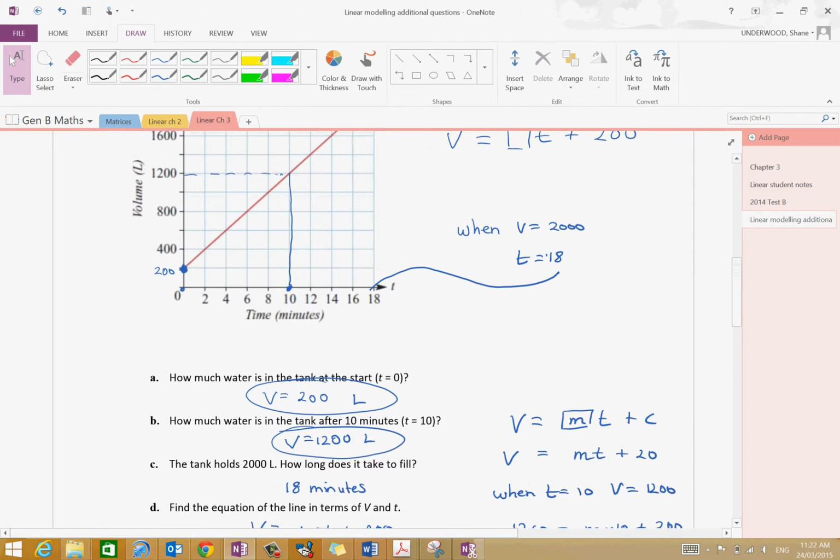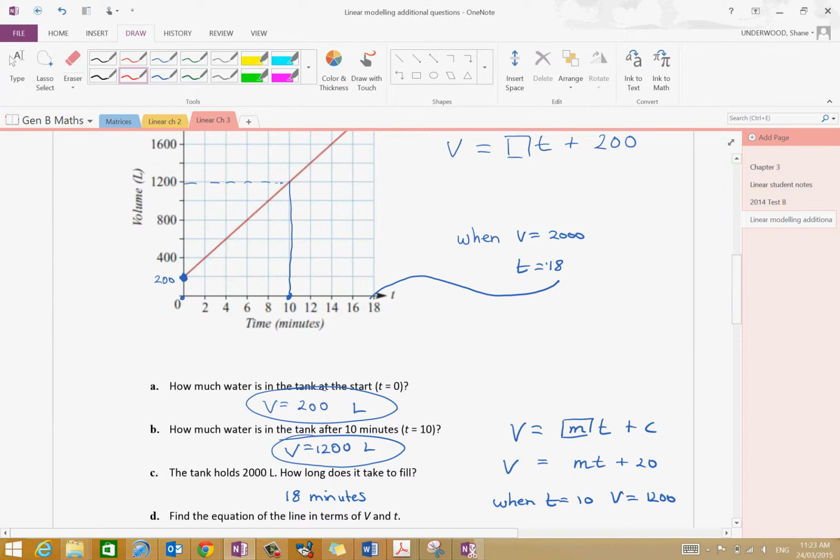We can look at a point on this graph. Let's just say from 4 to 8. From 4 to 8, what's the rise? It rises from 500 to 900. So we can say 900 minus 500. And the run is 8 minus 4, which is equal to 400 over 4, which is equal to 100, and that's in litres per minute.